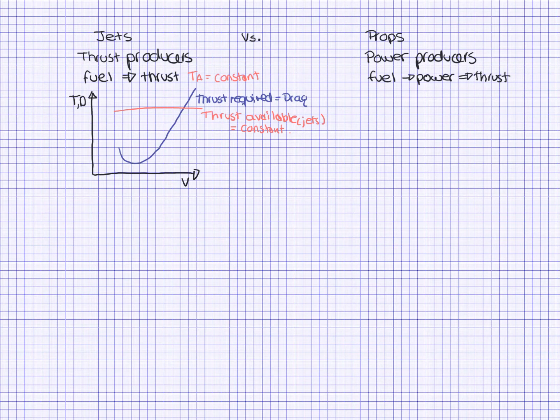Now let's talk about power. So power, we're going to draw it. Power is going to be thrust times velocity, and we'll derive this equation in class. So power is thrust times velocity. Power is not equal to thrust. Power is thrust times velocity.